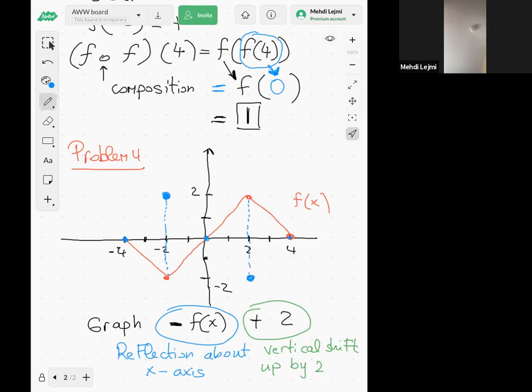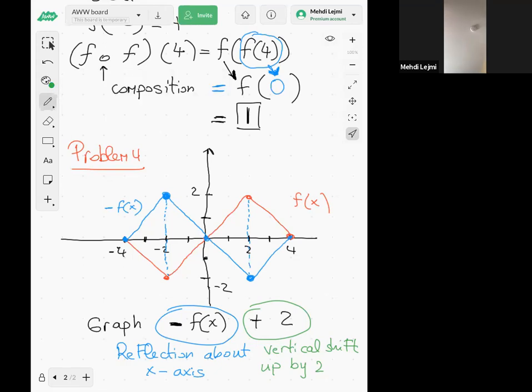So minus f of x is going to be this blue graph here. That's my minus f of x. It's a reflection about the x-axis.